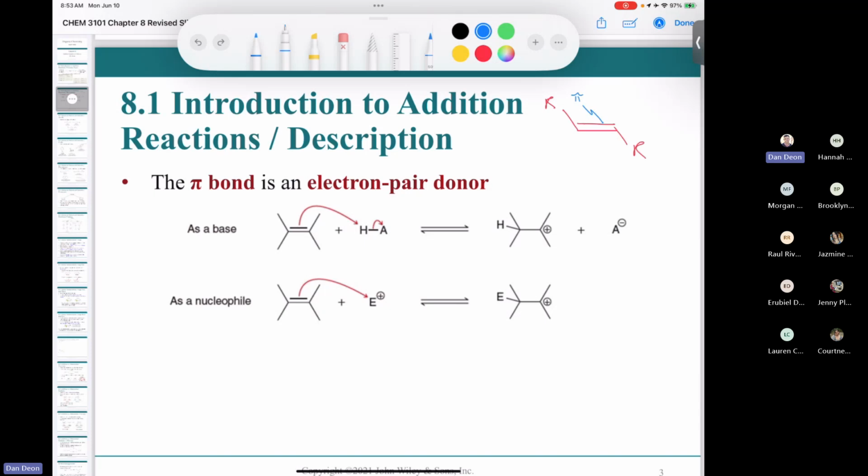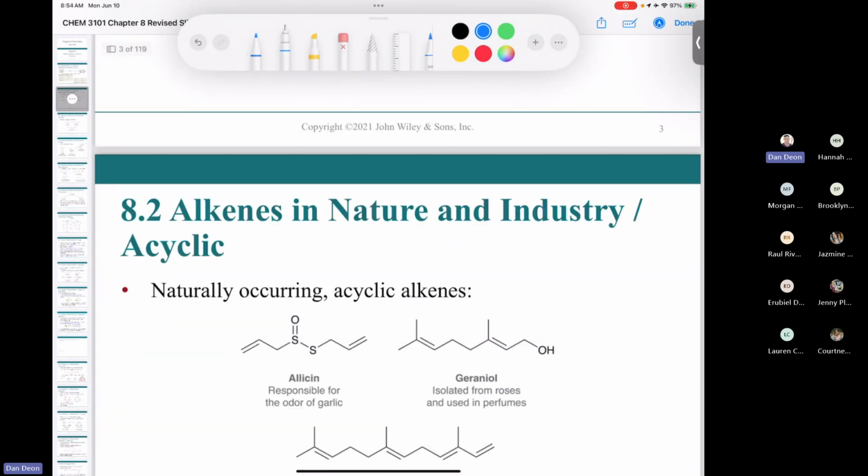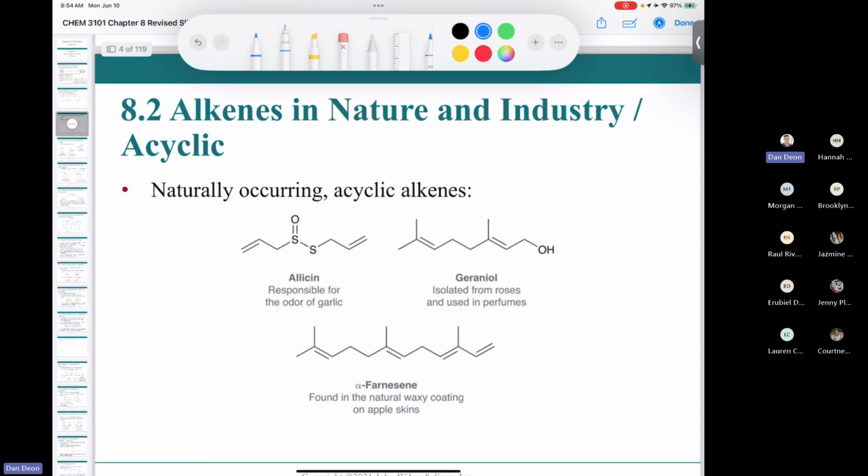Or the double bond, the pi bond, can behave as a nucleophile. If you put it in the presence of a strong enough electrophile, it can attack said electrophile. And we're going to see examples of both of these in chapter 8, the pi bond functioning as a base or the pi bond functioning as a nucleophile. So where do you find alkenes in your everyday life? I don't know, the alkene section at Target maybe? Kidding. Anyhow, alkenes are all over the place in our lives.